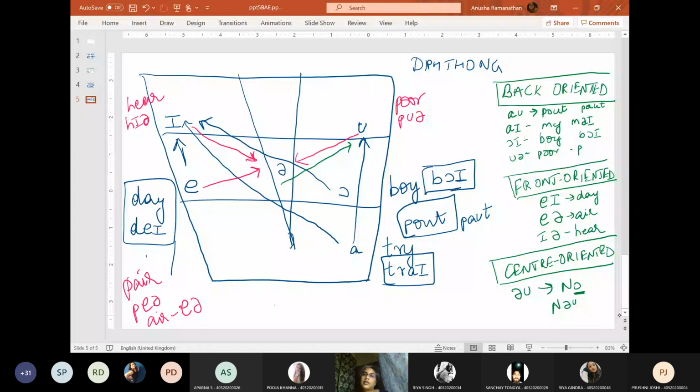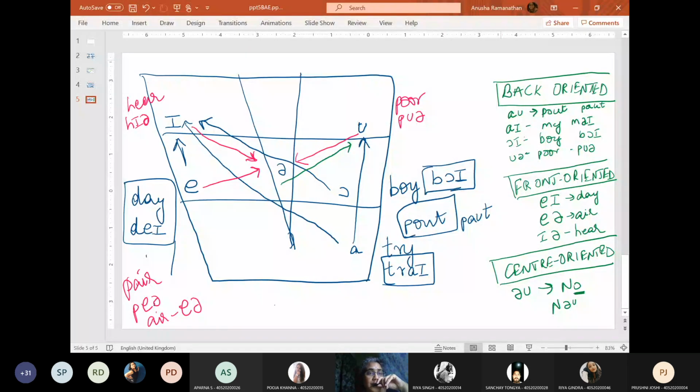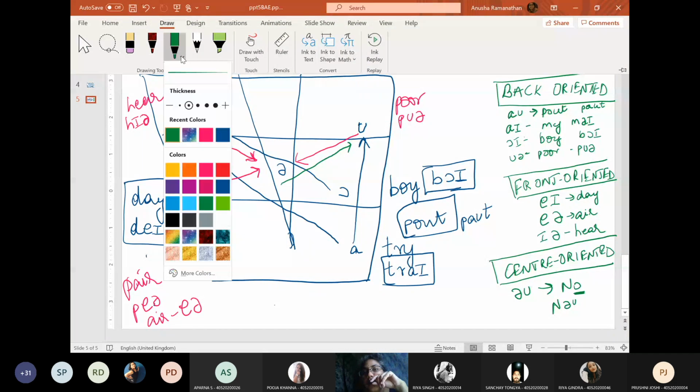So this is how it basically works. These are all called diphthongs. They are primarily things that there are also triphthongs and so on and so forth, but we are not concerned with that. What we are concerned with is diphthongs in your transcription.